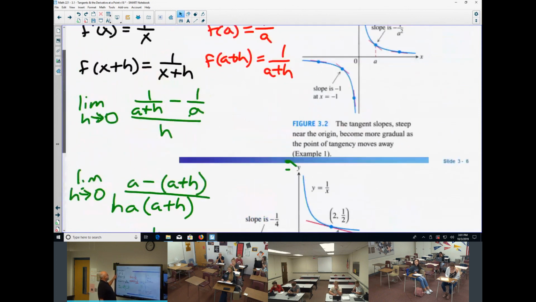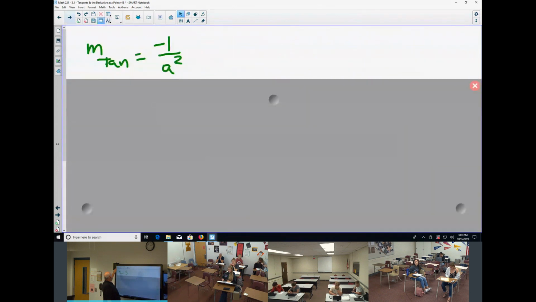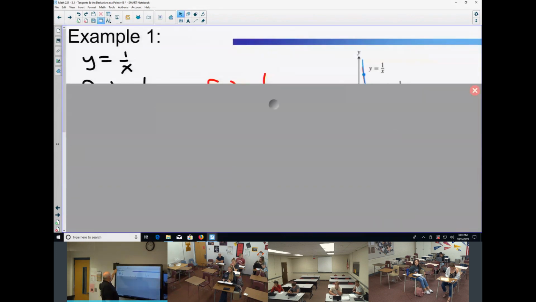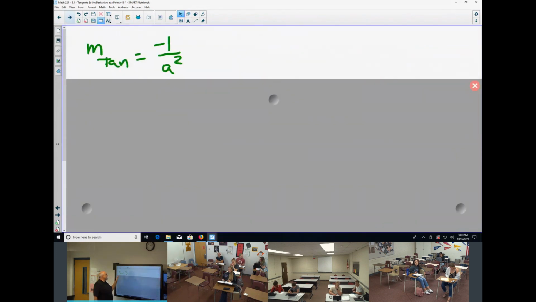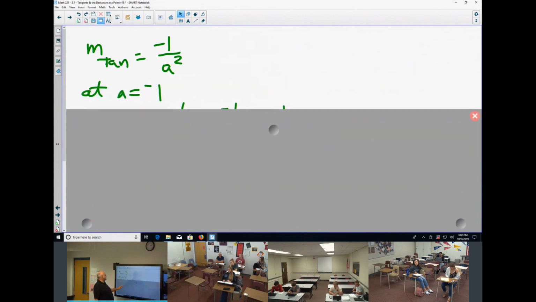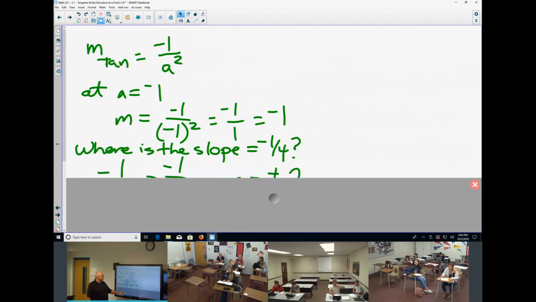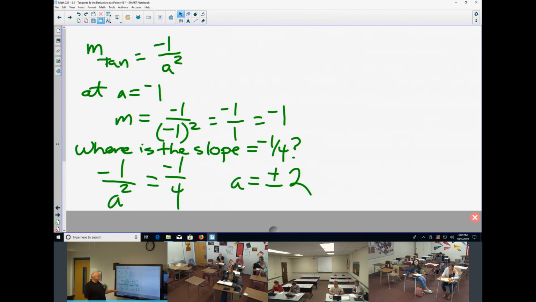All right, now let's say we want to know where the slope is equal to a specific number. So here's the slope at any point. If we want to know where the slope is equal to negative 1/4, then what you do is say negative 1 over a squared is equal to negative 1/4. And you solve that for a.